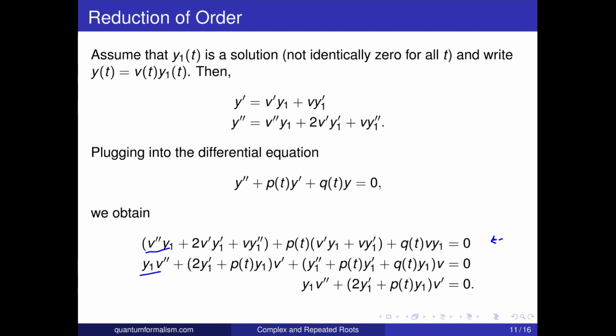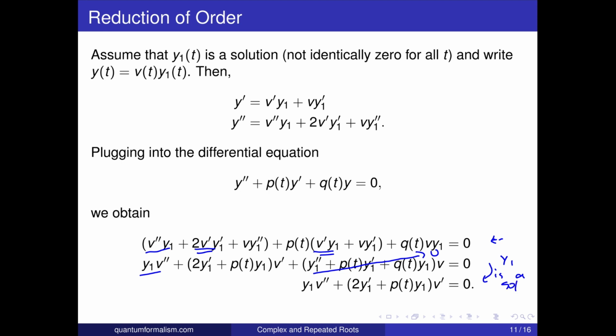Then there will be two terms involving v prime. One of them is coming from the second derivative of y, and one of them is coming from the first derivative of y. So those are those two terms, 2 times y1 prime plus p of t times y1. Those will be the terms that are multiplied by v prime. And then finally, the terms where v is left alone, like I said before, that's just the original differential equation applied to a constant times y1, essentially. So we end up with exactly the original differential equation with y1 plugged into it, with a v coming along for the ride, just as if v were a constant. And so we know that this whole thing is 0, since y1 is a solution.